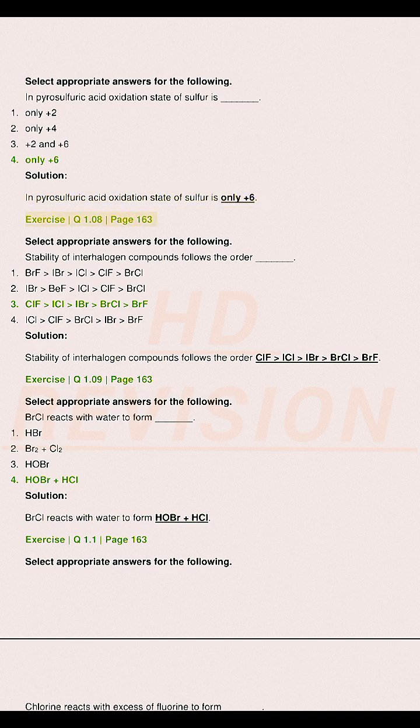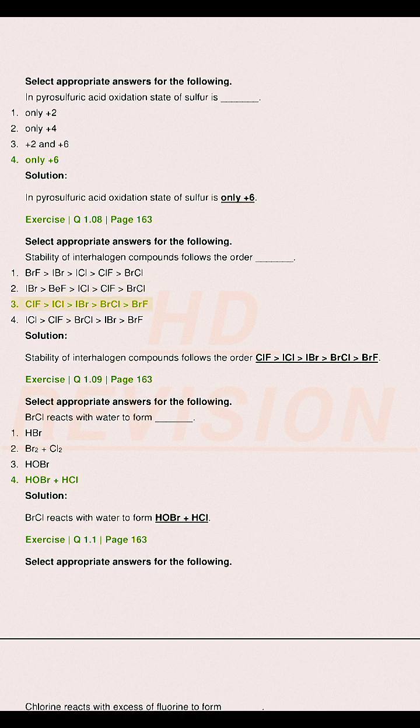Exercise Q1.08, page 163. Select appropriate answers for the following. Stability of interhalogen compounds follows the order underscore. 1. BrF > IBr > ICl > ClF > BrCl. 2. IBr > BrF > ICl > ClF > BrCl.